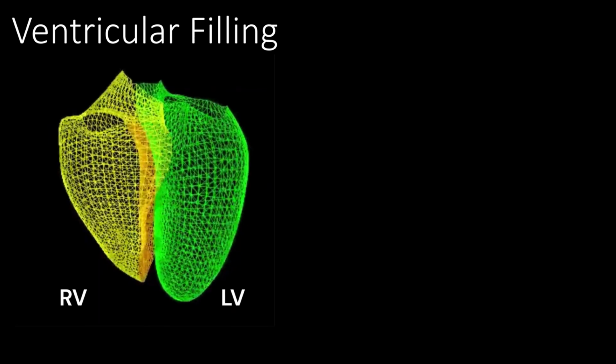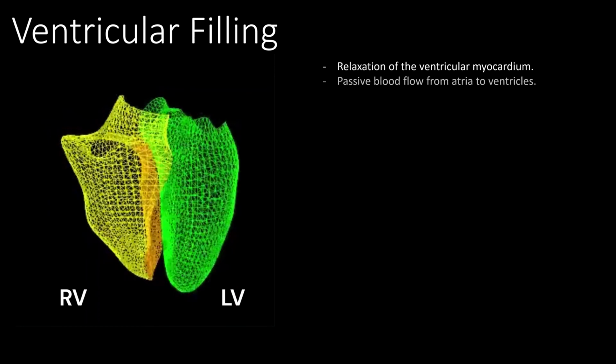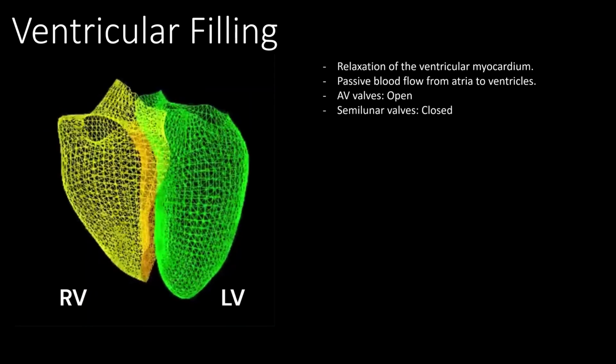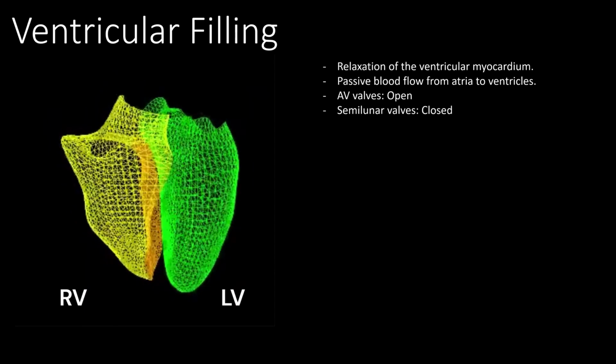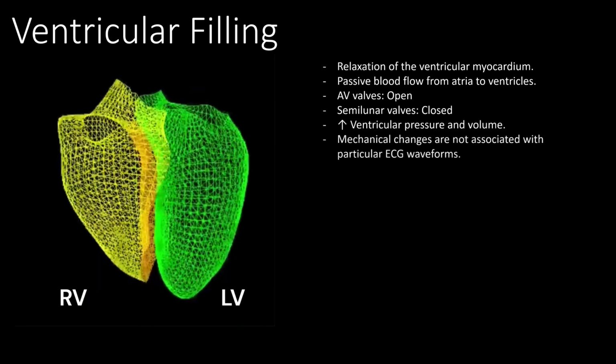Ventricular filling. During this phase, the ventricular myocardium is relaxed and blood passively flows from the atria to the ventricles. The AV valves are open and the semilunar valves are closed. As the ventricle volume increases, the pressure within the ventricle also increases.